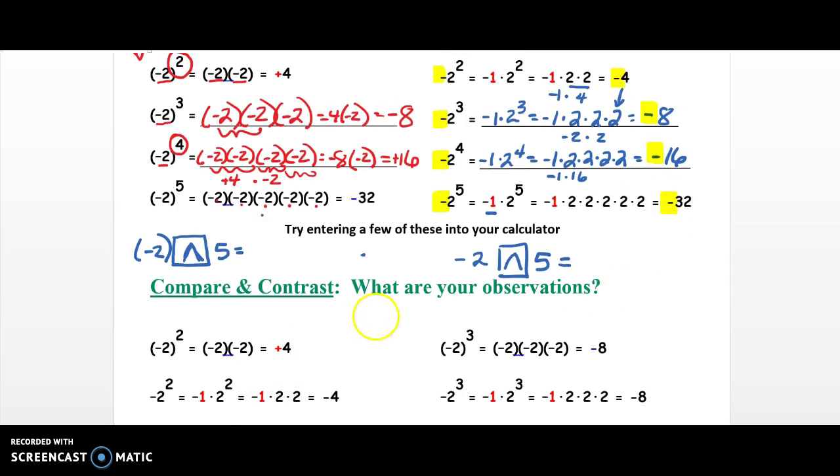Yeah, the answers all come out negative. Over here, they flip-flop between positive and negative, positive and negative. Here's a positive, here's a positive. With the base in parentheses, but it's negative, every time you have an even exponent, you get a positive number. When your exponent is odd, you get a what? Yeah, you get a negative number.